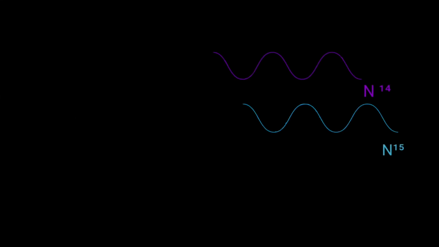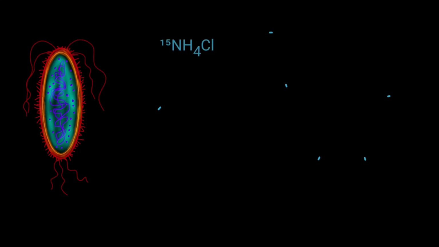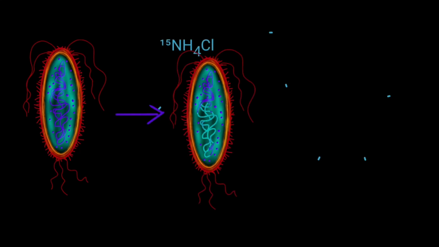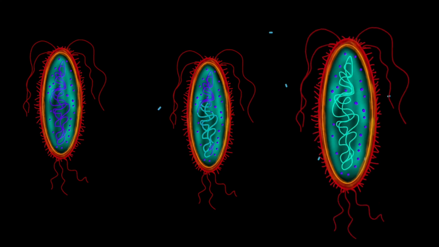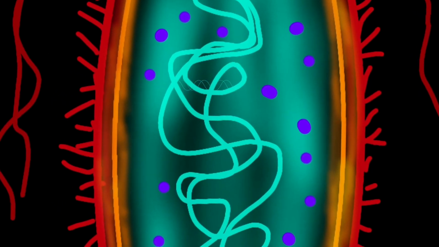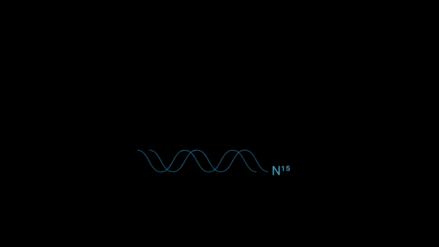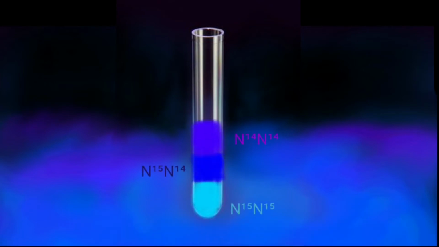using a heavy isotope of nitrogen, that is N15. They grew E. coli in a medium containing ammonium chloride, in which nitrogen is the heavy isotope, for many generations. As a result, the heavy nitrogen got incorporated into newly synthesized DNA. This heavy DNA can be distinguished from normal DNA by centrifugation in cesium chloride on the basis of density.